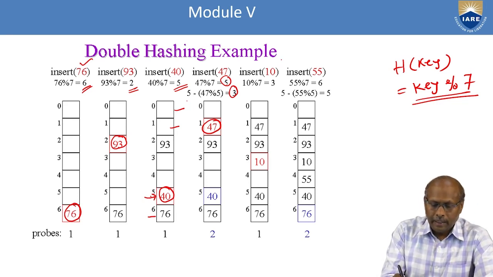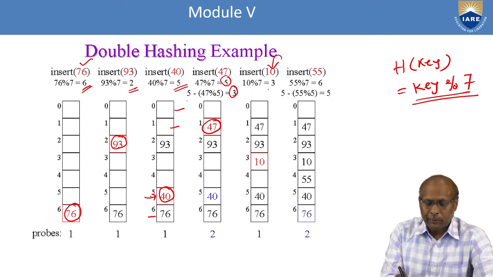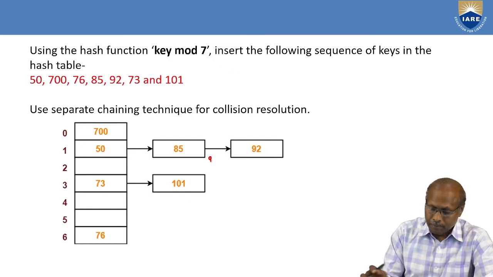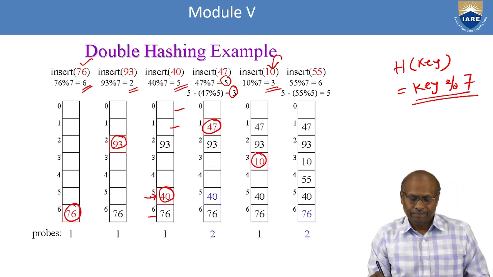Next, I want to insert 10. If I apply my hash function, 10 modulus 7, how much? 3. So I should store it at the 3rd place. Directly the 3rd place is empty, so at the 3rd place I should store 10. So there is no double hashing required.